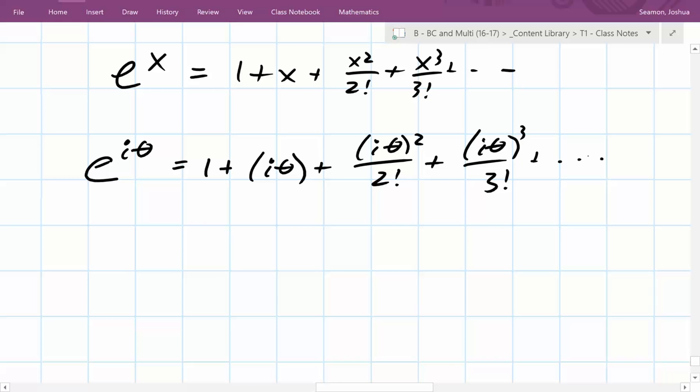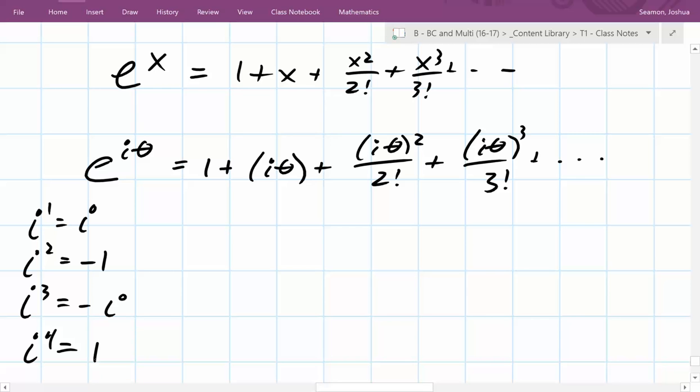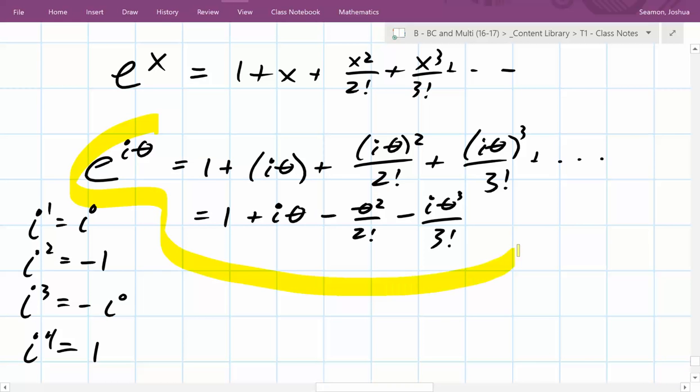Be very careful now. What is i to the first? Well, that's just i. What's i squared? Negative 1. i cubed is negative i, and i to the fourth is 1. So what does this equal? 1 plus i theta, minus theta squared over 2 factorial, then minus i theta cubed over 3 factorial. Do you agree with that? All I've done is multiply out the i's. So what do we now have? We have this. You see that? We good with that?